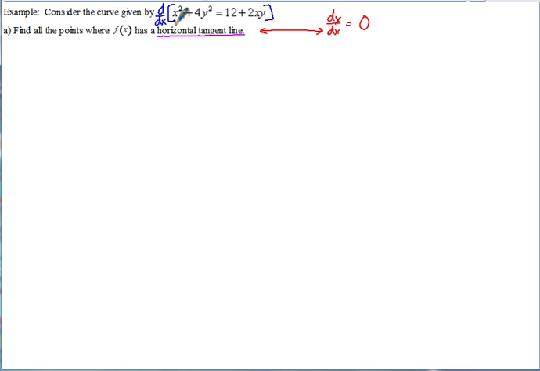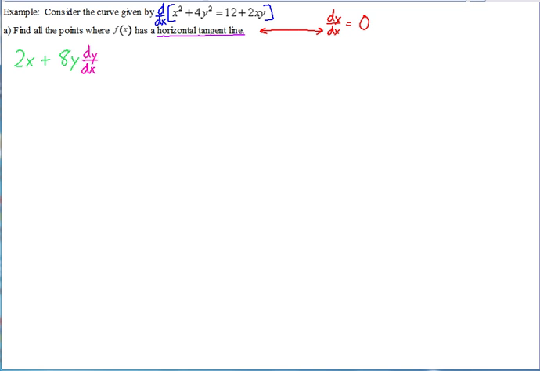Using implicit differentiation, so this is not a function because the x's and y's are all mixed up in it. So we take the derivative of x squared, which is 2x, plus the derivative of 4y squared, which is 8y. But remember, whenever the variables don't match up with what you're taking the derivative with respect to, in this case x, you have to multiply it by dy dx.